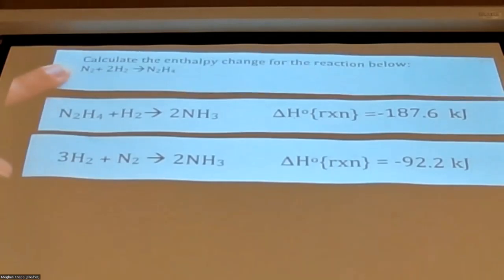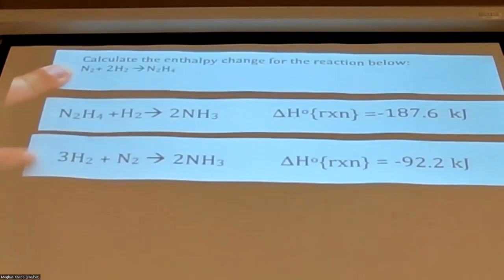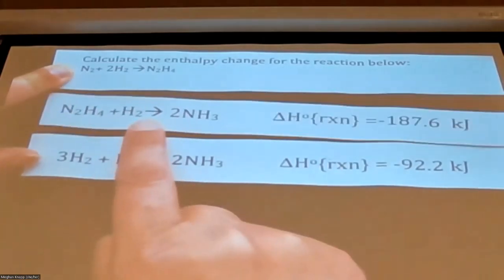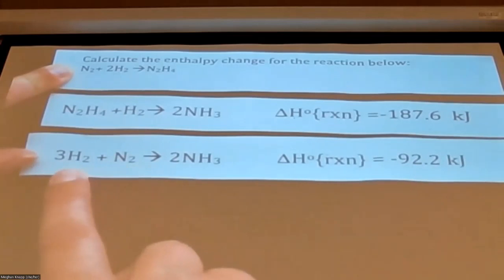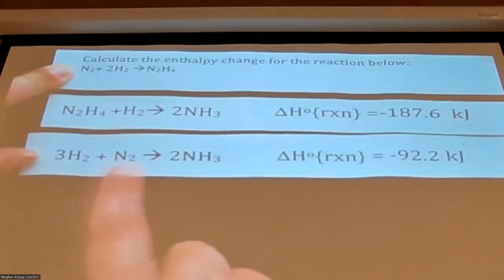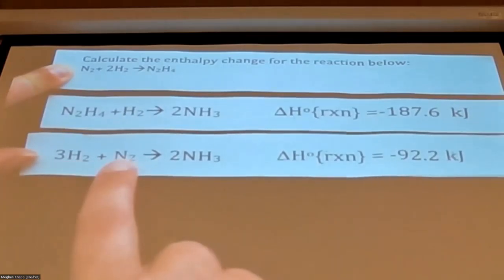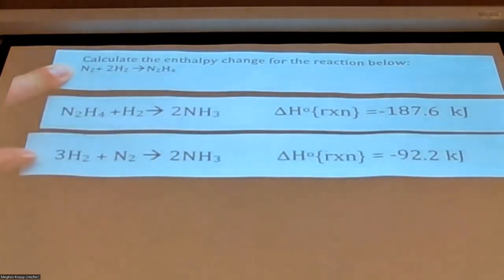So here we have a nitrogen and a hydrogen. This one has a hydrogen, but it doesn't have a nitrogen. This one has both. So I'm going to put this one so that the reactants, nitrogen and hydrogen, are nitrogen and hydrogen. So that matches up with my goal.